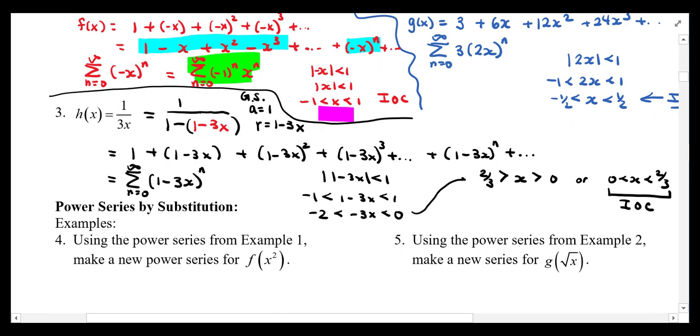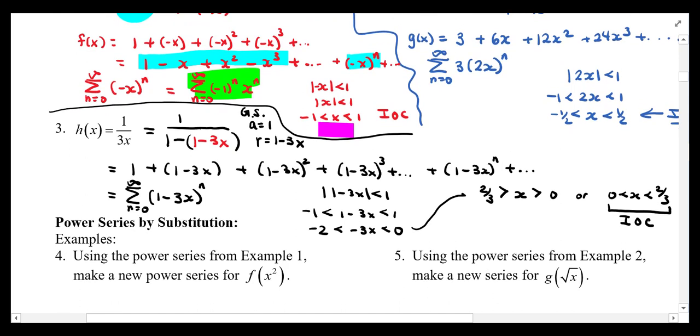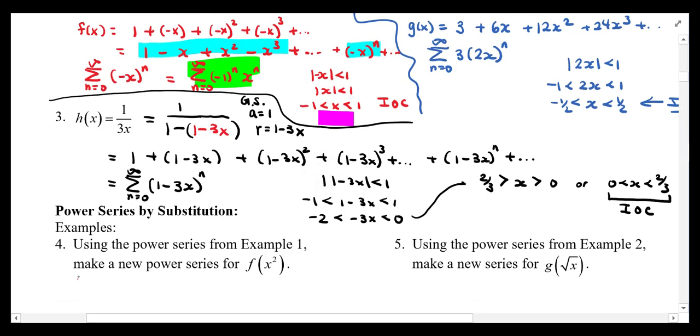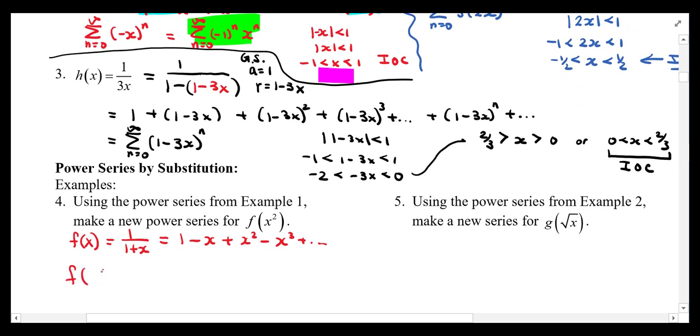But let's just use the example number 1 expression. And I'd like you to now create a power series for f of x squared. So as a review for number 1, we found that f of x equals 1 over 1 plus x, which, if I write it out as an expansion, is 1 minus x plus x squared minus x cubed, and so on. Remember that?